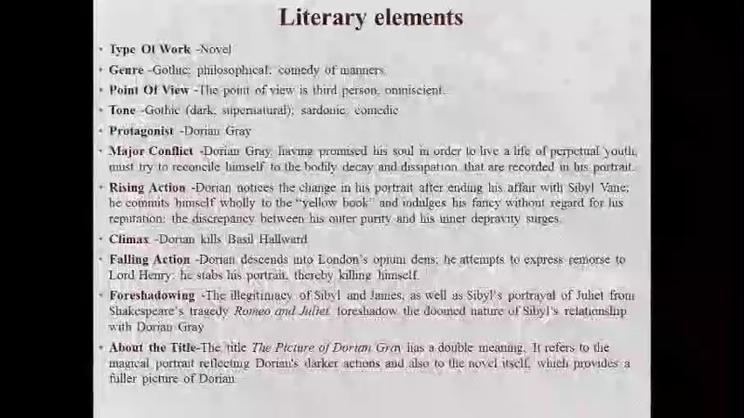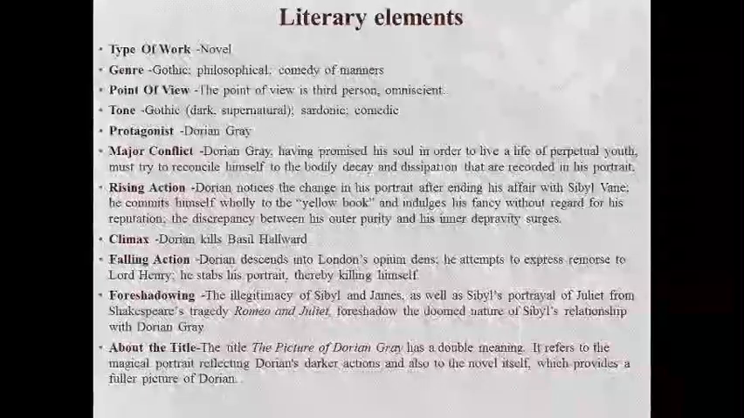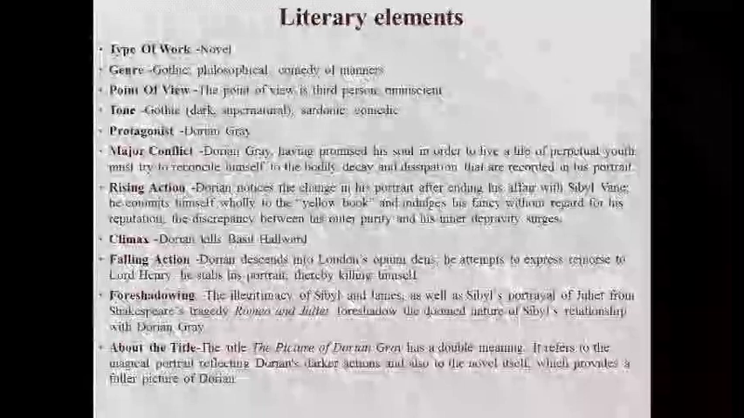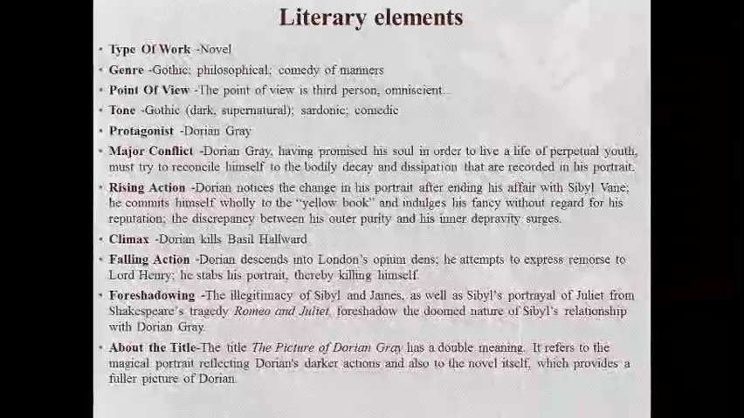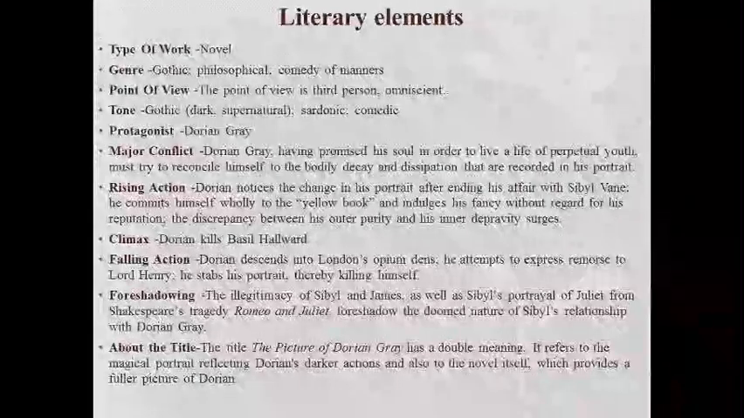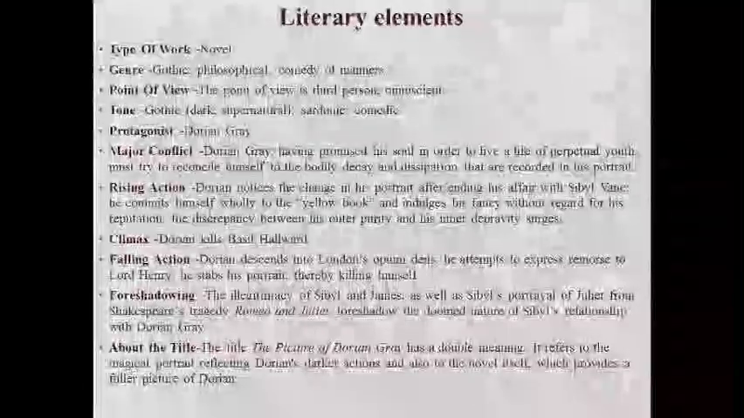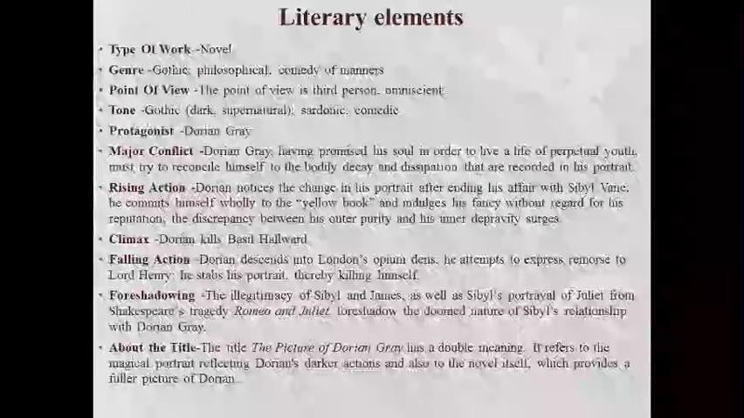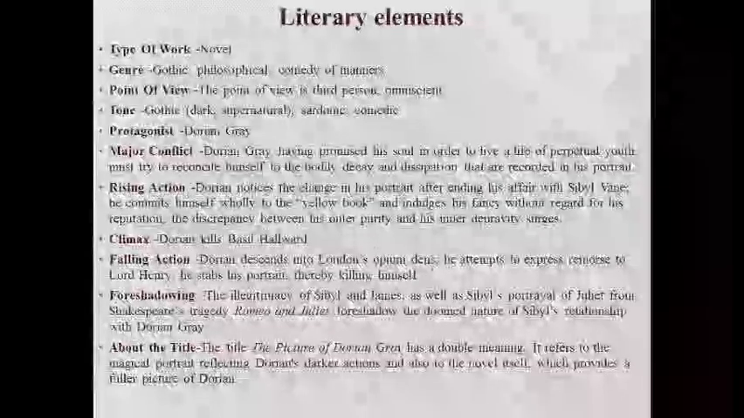Rising action: Dorian notices the change in his portrait after ending his affair with Sybil Vane. He commits himself wholly to the Yellow Book and indulges his fancy without regard for his reputation. The discrepancy between his outer purity and his inner depravity surges. Climax: Dorian kills Basil Hallward. Falling action: Dorian descends into London's opium dens. He attempts to express remorse to Lord Henry, and he stabs his portrait, thereby killing himself.